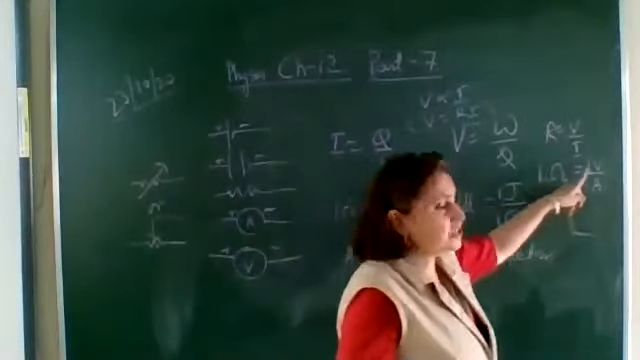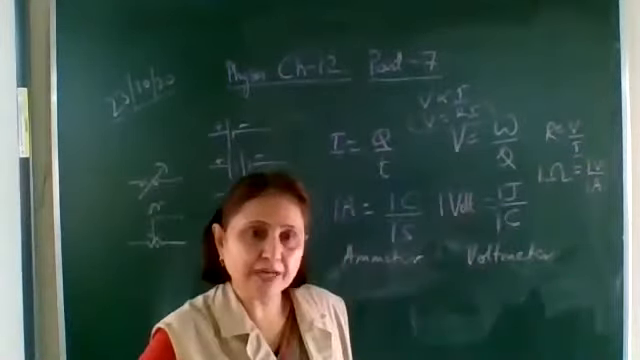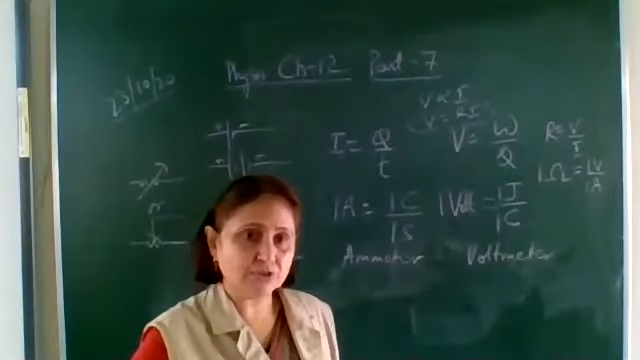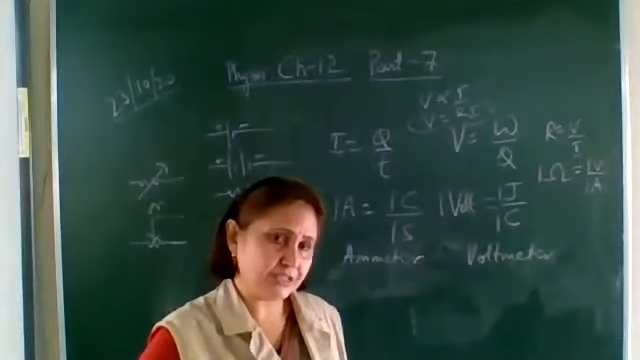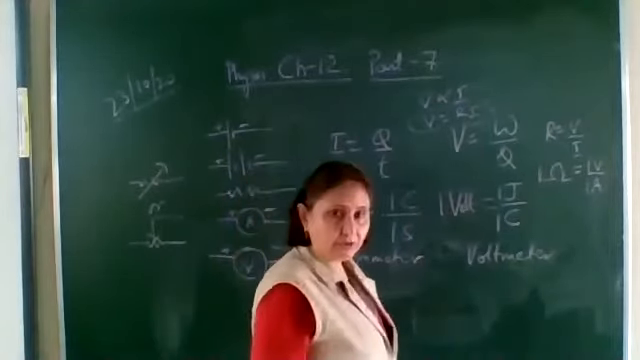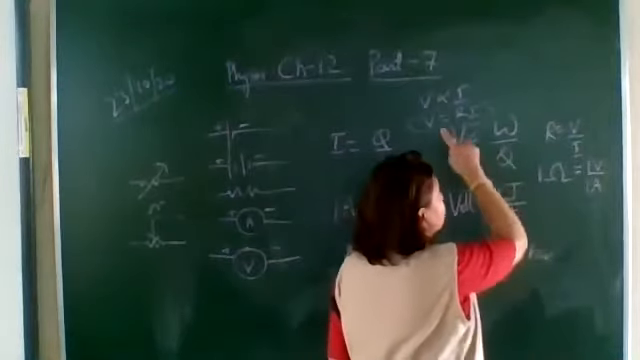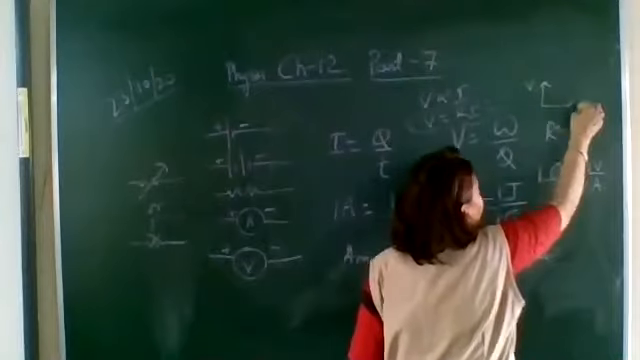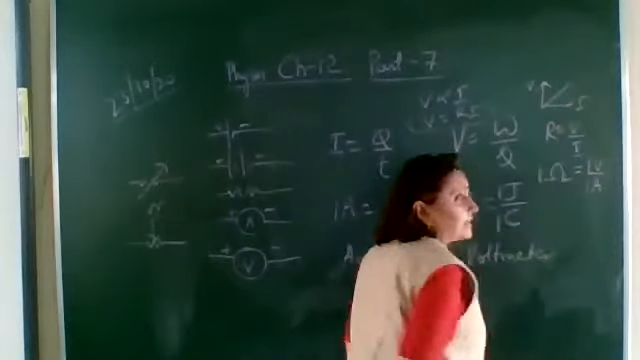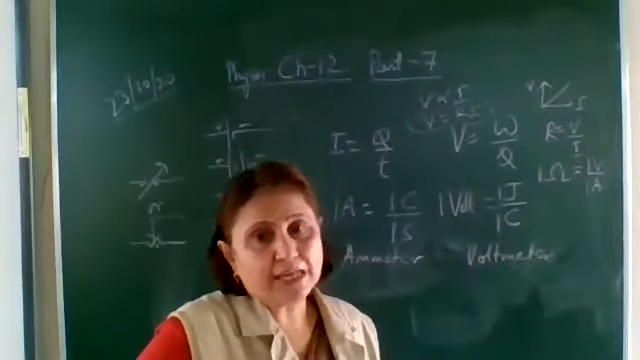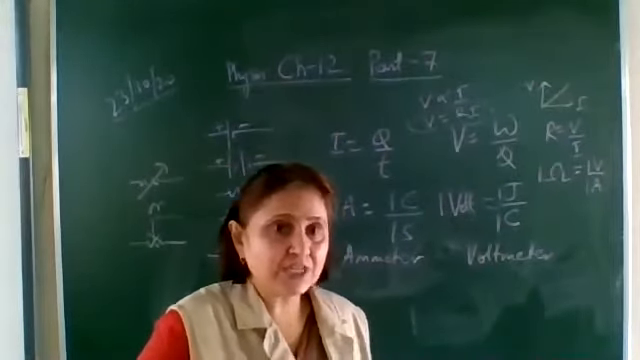So 1 ohm is equal to 1 volt upon 1 ampere. Resistance for a given conductor is constant, provided the physical conditions remain constant. Then the resistance of a conductor will remain constant. So as V is directly proportional to I, how will the graph between V and I look? It will be a straight line having some slope, and the slope of the line gives the resistance.